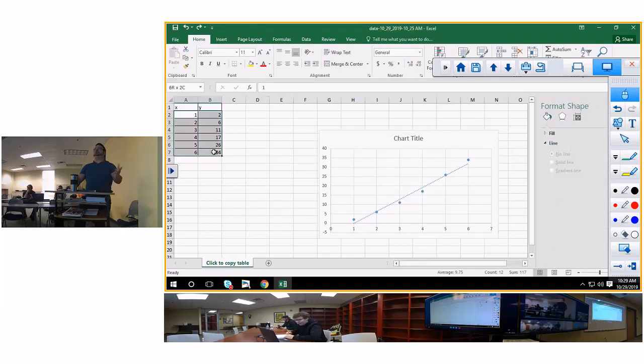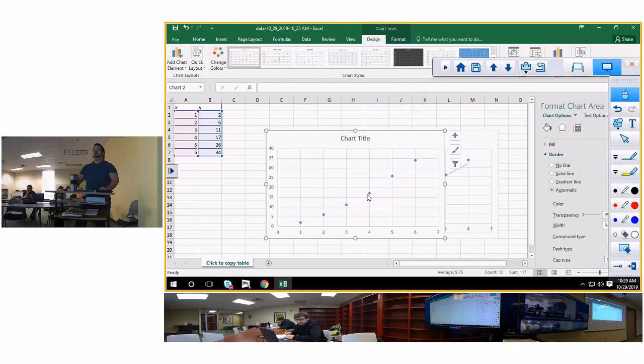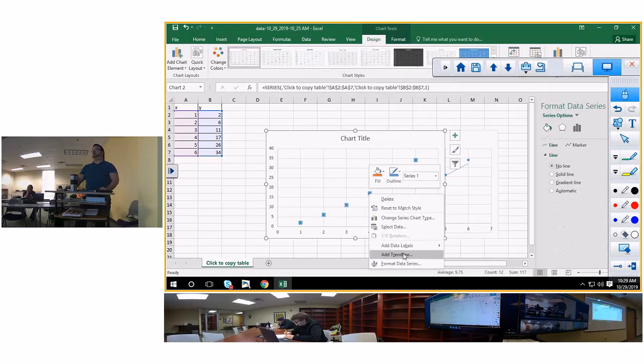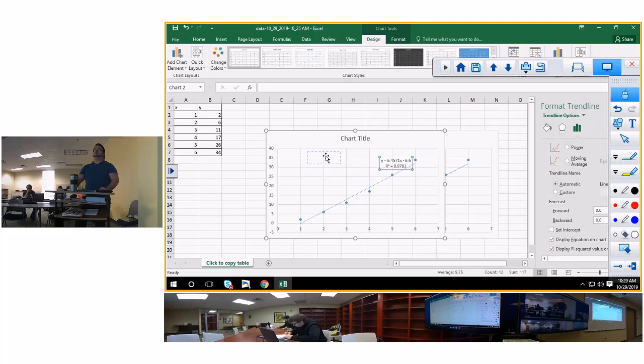So go here, insert. You probably can go in and change the format, but I ain't got time to try to figure it out, so I'm just going to do another one. Right click, linear, and add trend line. And there's that function.